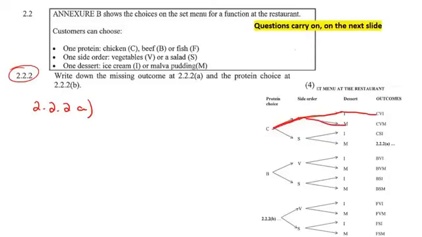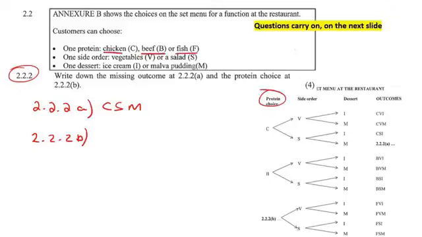So see, if you take the top path, that goes there. If you take that path, that goes there. If you take that path, that goes there. And then if you take, let me do this in a different color, if you take that path, that would go there. So that would be CSM. Okay, 2.2.2b. So remember the protein choices. They told us that there's chicken, beef, or fish. So we can see the chicken, we can see the beef, and so this one would have to be fish.